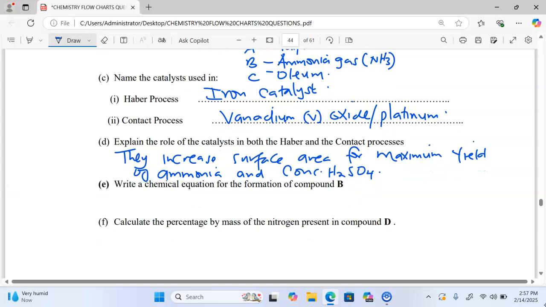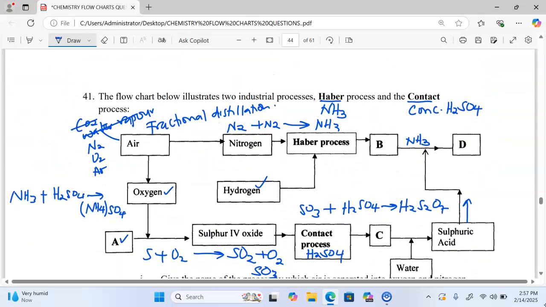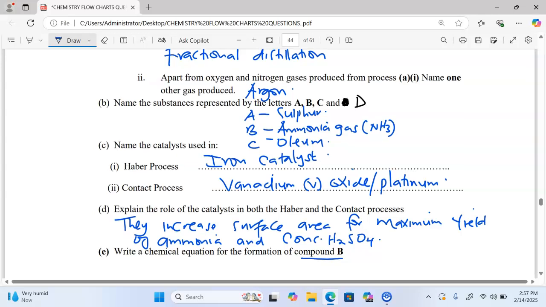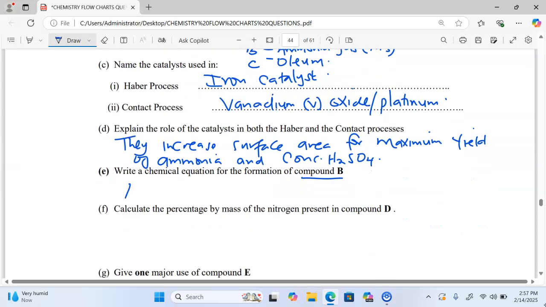E, write a chemical equation for the formation of compound B. B is ammonia. So we are going to have nitrogen gas combining with hydrogen to produce NH3, which is ammonia gas. To balance the equation, we write 2 behind ammonia and of course 3 behind hydrogen.